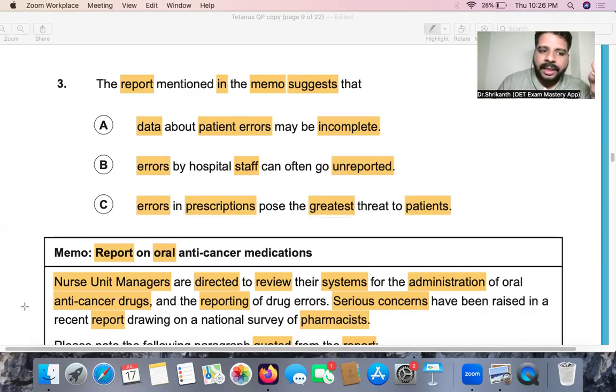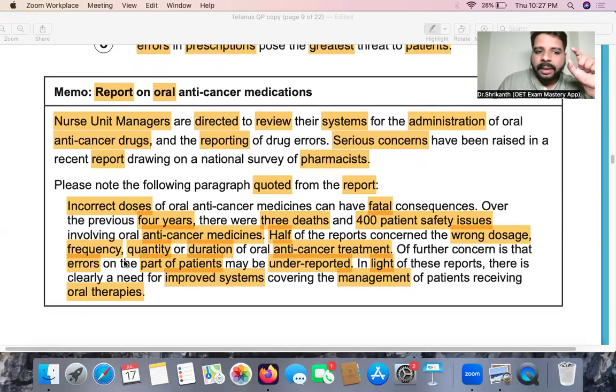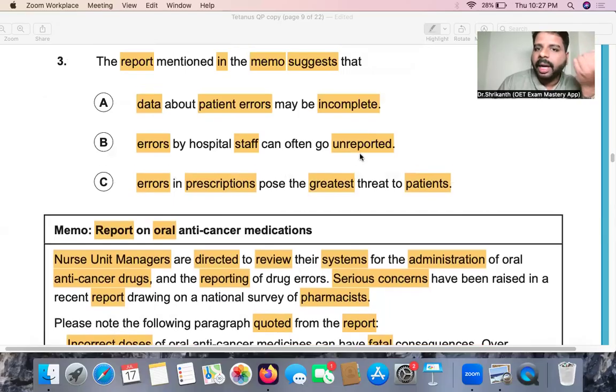So did we read that earlier? Yes, we read that over here, right? What is it saying? Errors by patients. Errors on the part of patients means errors done by the patients may be underreported. Okay, so that we cannot really eliminate. Underreported means what? It is not fully reported. It is less complete. So what we can do, we cannot entirely eliminate it. You can put a question mark over there. It can be correct, it can be incorrect.